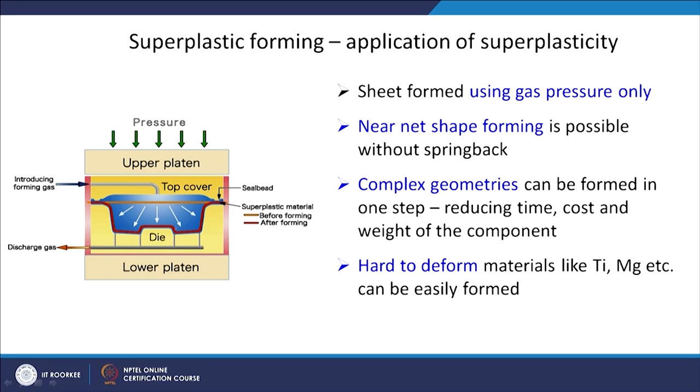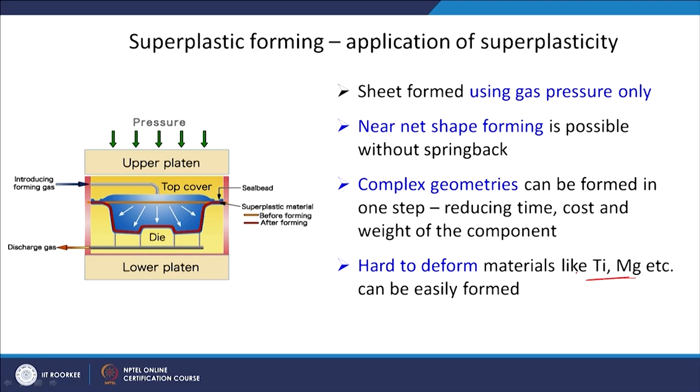So this red one is the deformed sheet after forming. It is able to take the shape of the die by applying a constant pressure. The other very good advantage of superplasticity and superplastic forming is that you can form these complex geometries in materials like titanium and magnesium, which are hard to deform.